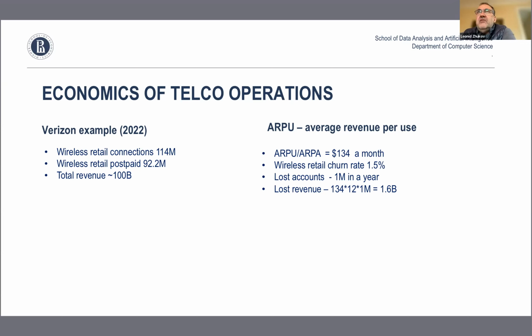And the majority of mobile operators prefer that compared to prepaid customers, because of the amount of services you can sell to postpaid customers. The revenue for Verizon from wireless alone is around 100 billion a year, which is a lot. Now, operators typically use a metric called ARPU or ARPA. It's average revenue per user or average revenue per account, because sometimes there are multiple users on the same account. For Verizon, this number is $130 a month, which makes it more than $1,000 a year. So users bring lots of money, right?